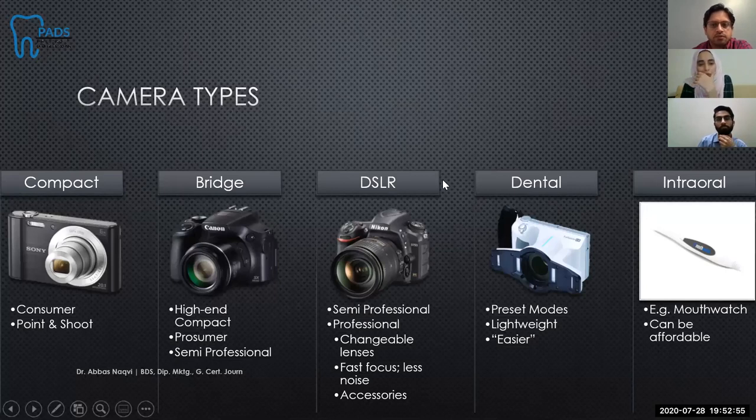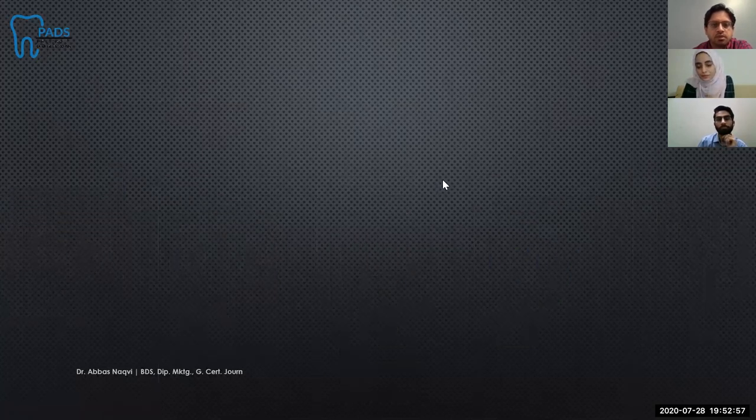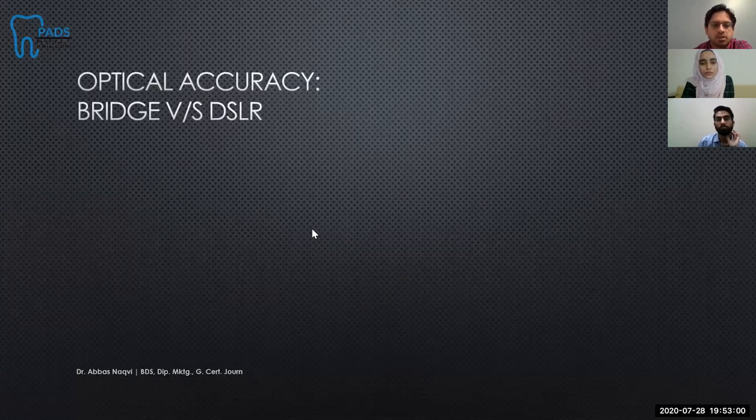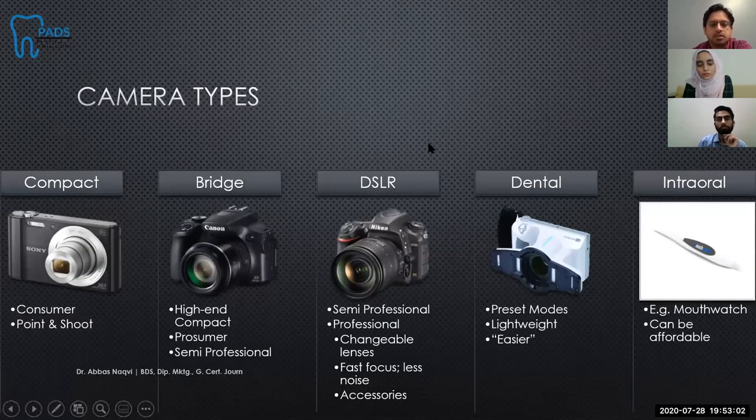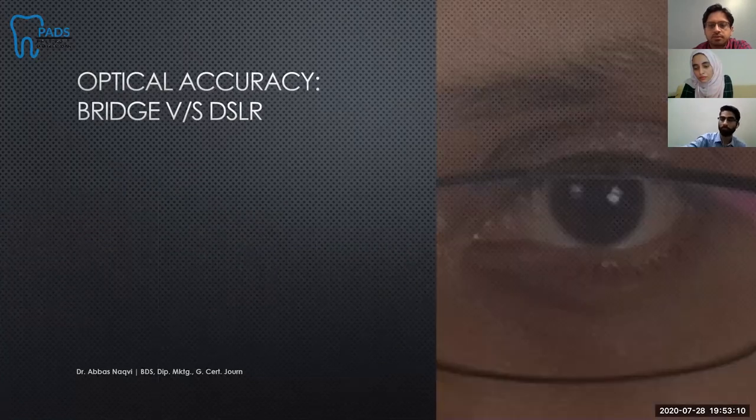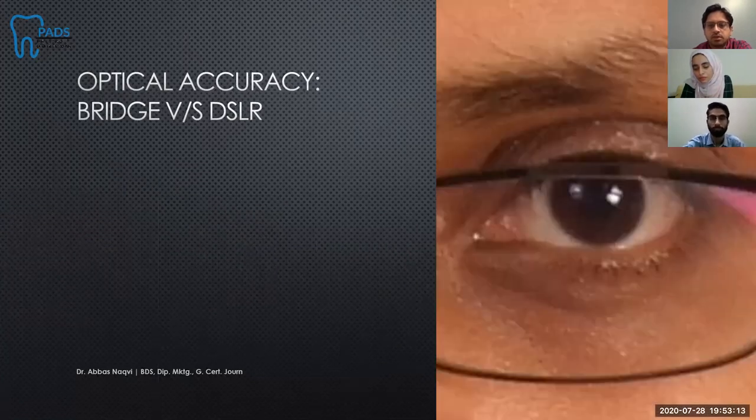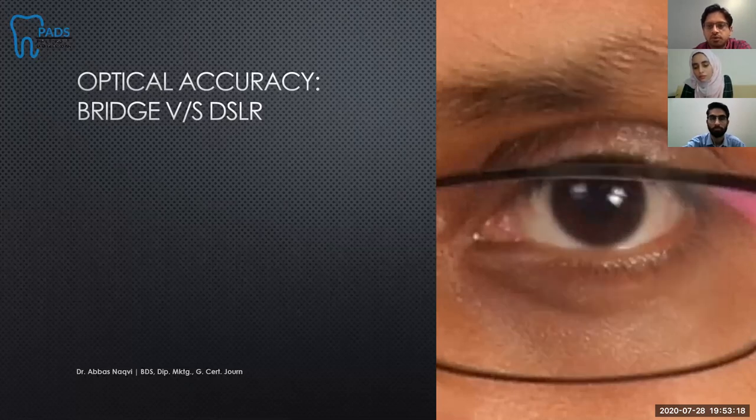So here's an example of a bridge camera. Now you might say, okay, what is the difference between a bridge camera and a DSLR? It's just the quality of optics. This is a bridge camera result versus a DSLR result. You see the difference? And this is a very, very old photo, from the time when they used to be 6 megapixel cameras. This is a 6 megapixel camera. Newer cameras are even more amazing and detailed.